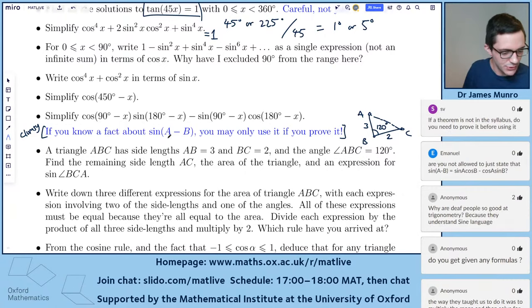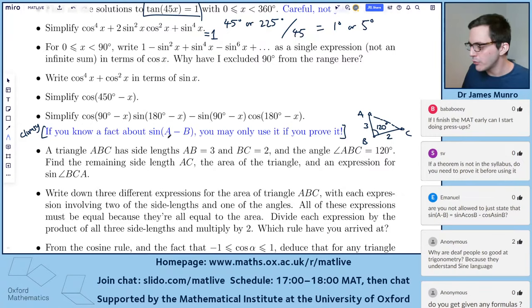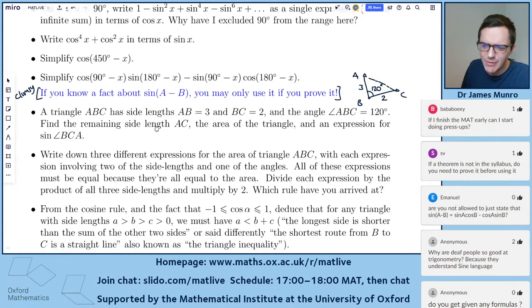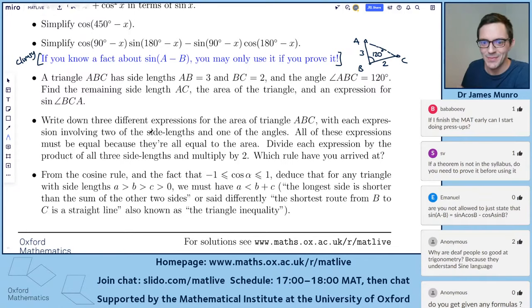If a theorem is not on the syllabus, do you need to prove it before using it? I think no. If you quote something clearly, if you say I'm using sine a minus b, if you're doing an explanation, then go for it, I think. If it's a really powerful theorem that's quite obscure and it makes the question trivial, then congratulations, you've discovered the thing that the question's asking about, and it's going to be quite hard to give you marks for just quoting the thing that it's about. But the question's probably written to ban that.